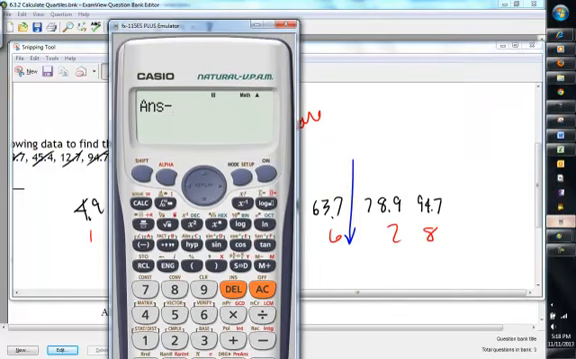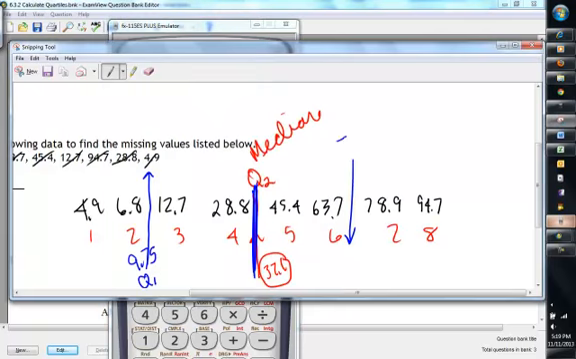Then Q3 would be halfway in the upper half. So we would take 63.7 plus 78.9, which is 142.6, divided by 2 is 71.3. 71.3 is Q3. Okay, next.